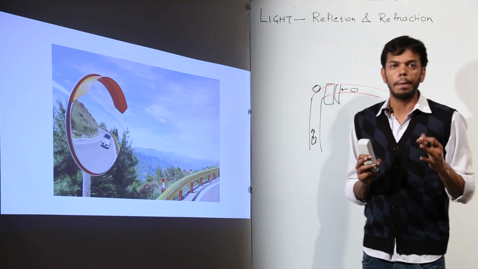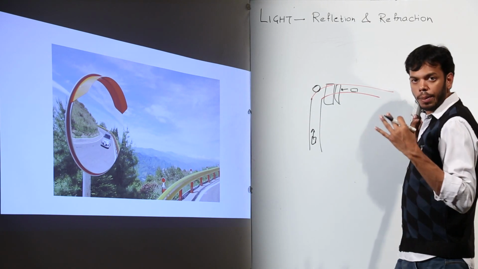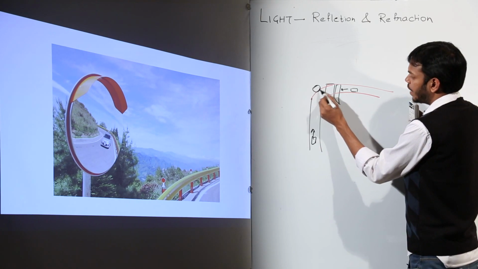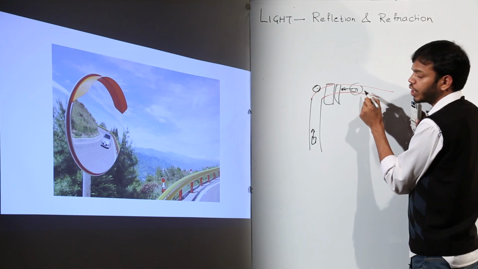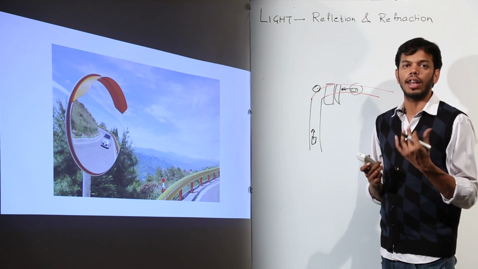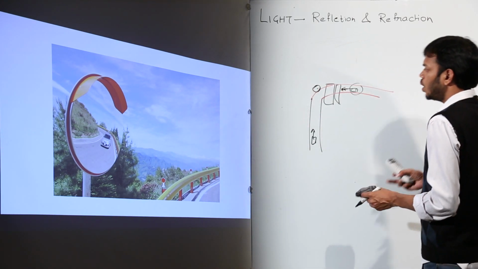A very broad, big convex mirror. The reason is, due to its broader point of view, you can easily see whatever vehicle is coming from this side, and the same goes for this vehicle. So both the drivers can see each other and they can avoid a collision. This is a good use of convex mirror.